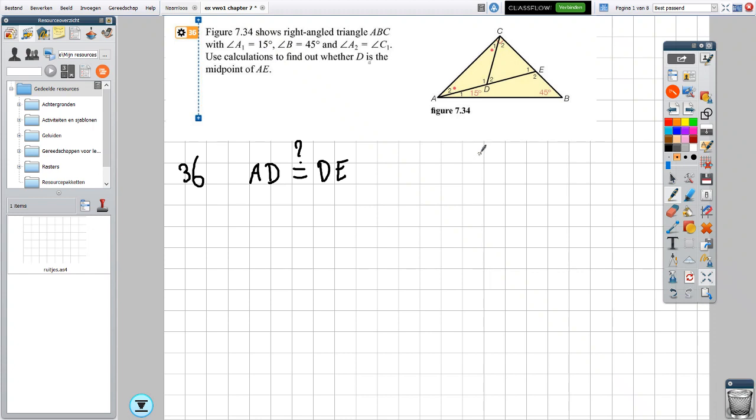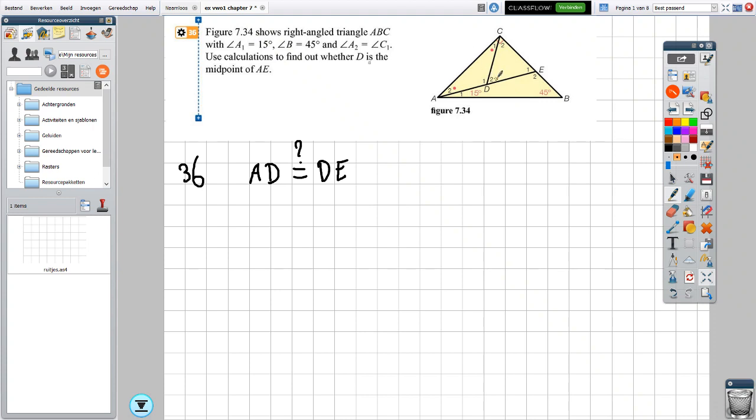How can I answer that question? Well, there are multiple ways, I think, but they don't give you any lengths, so I cannot work with lengths of sides because I only have the measurements of angles right here. What I want you to do is calculate whether angles are the same, because if I know certain angles are the same, then I can also say whether certain lines are equally long.